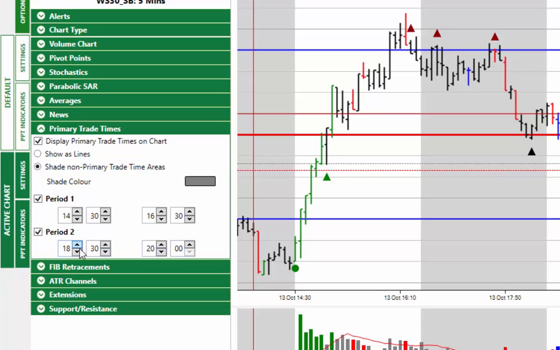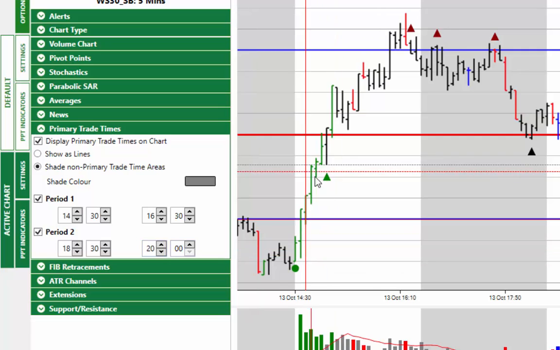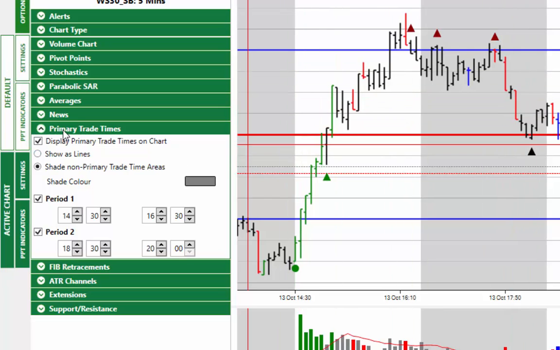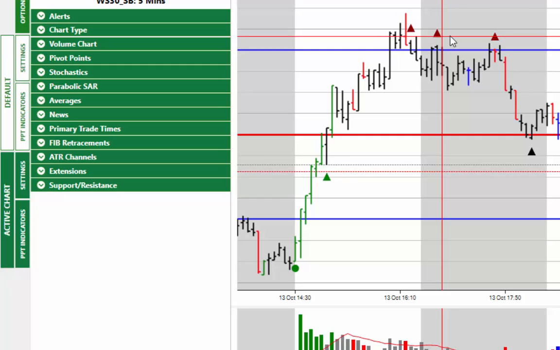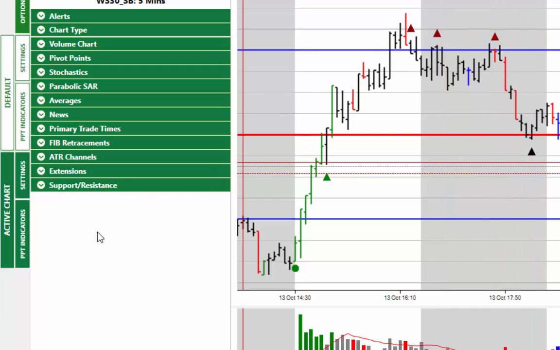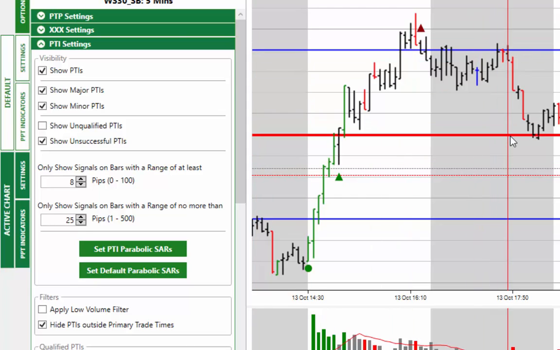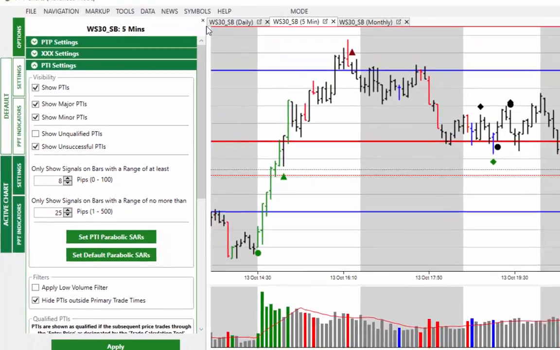And again, the evening session can be fairly quiet at the moment if you've got a big move in the pre-market, which you can see there, and then you can see what happens when it goes quiet there. Also, if you wanted to remove these PTIs outside of the normal session, the quiet session, we just go back to PTIs and you can put in hide PTIs outside of primary times, click apply, and you'll see they've disappeared now, and that's what the evening session looked like, which I'm going to come to now.